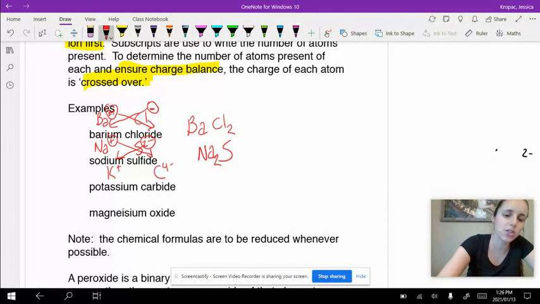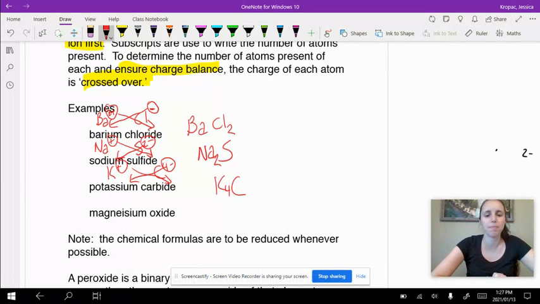We're going to go ahead, we're going to do that crossover rule. So this is going to come down here. That means that potassium's number 1 is going to go next to carbon. We don't have to write a 1 though. And then this 4 is going to come down here. So that means that next to K, we're going to have a 4 written. I want you to now try to pause the video, and I want you to see if you can figure out the next one. And I'm going to take it up with you in just 1 second.